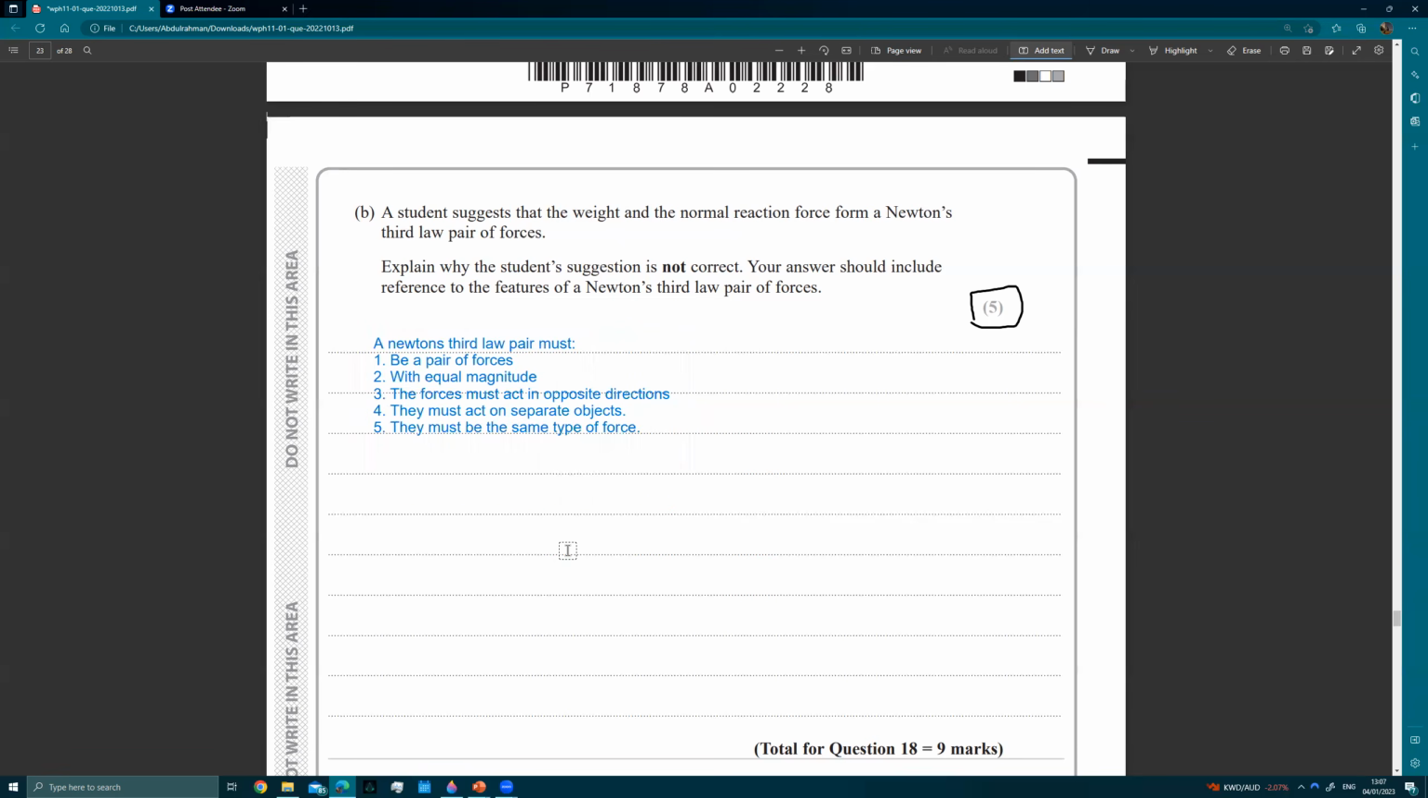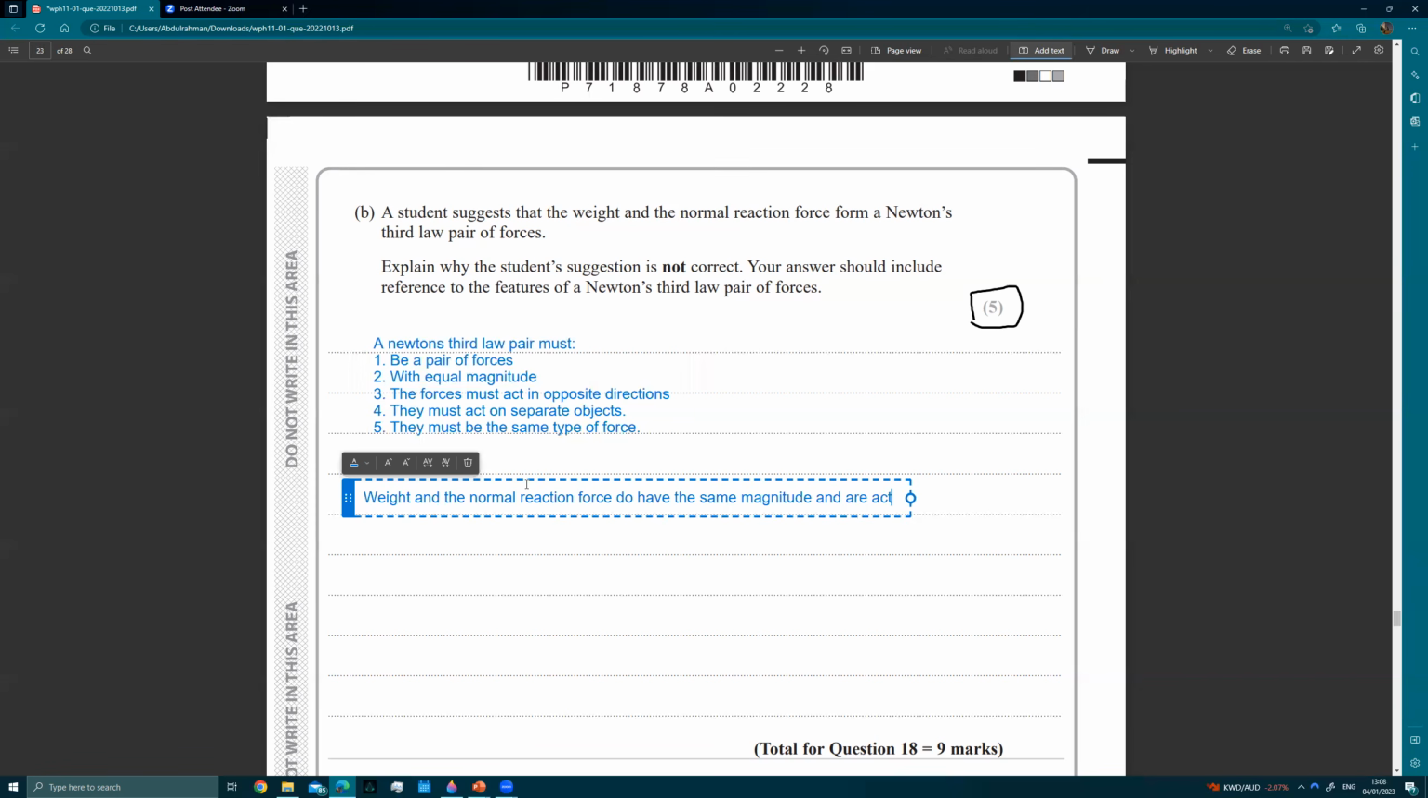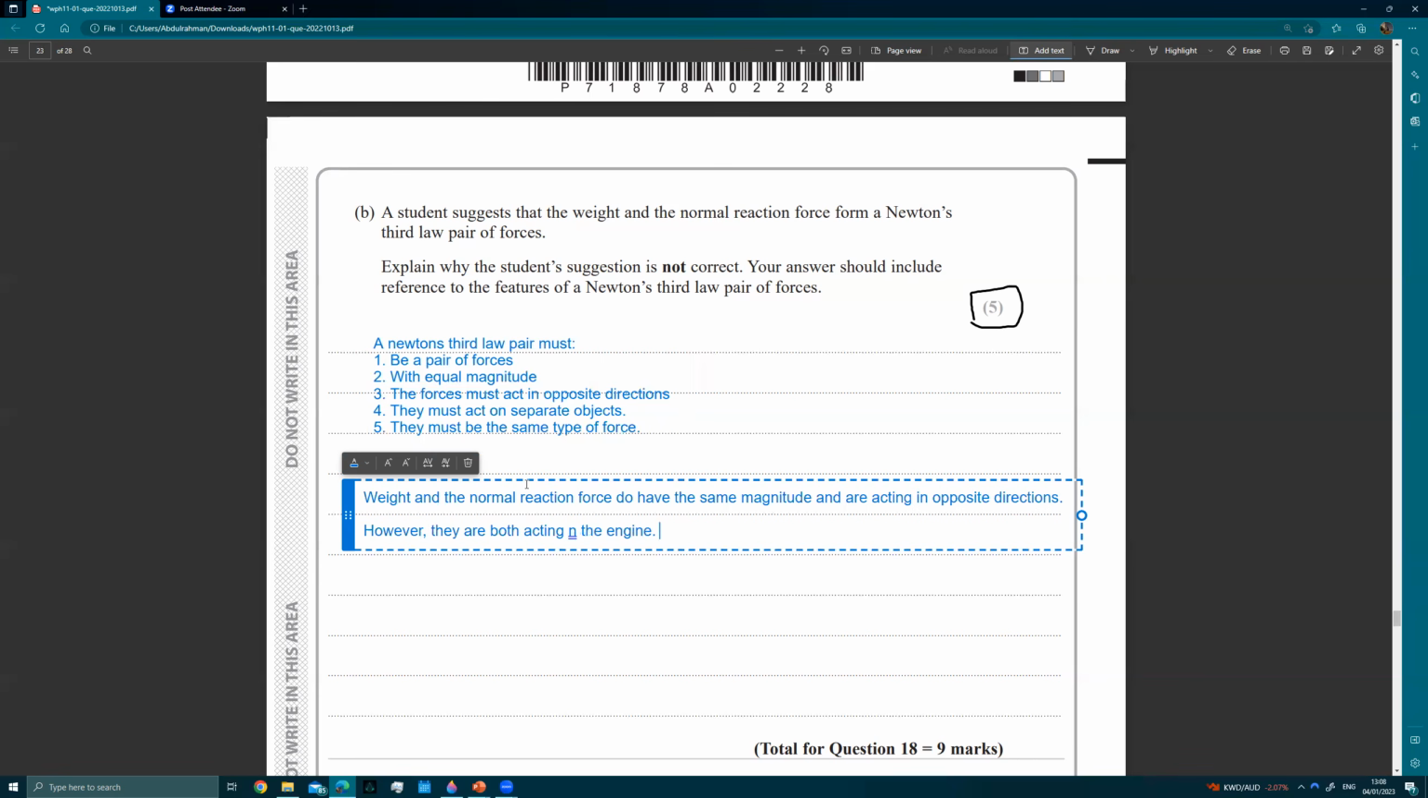So now I'm going to go back to the question. I'm going to say weight and the normal reaction force do have the same magnitude and are acting in opposite directions. So far, so good. However, they are both acting on the engine. We're talking generally, however, they're both acting on the same object. And then number 5, which is they must be the same type of force.